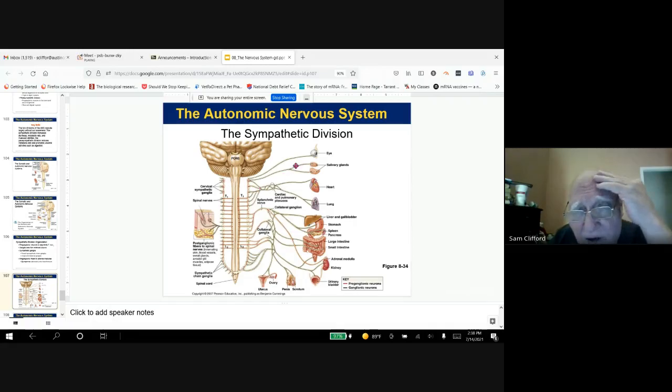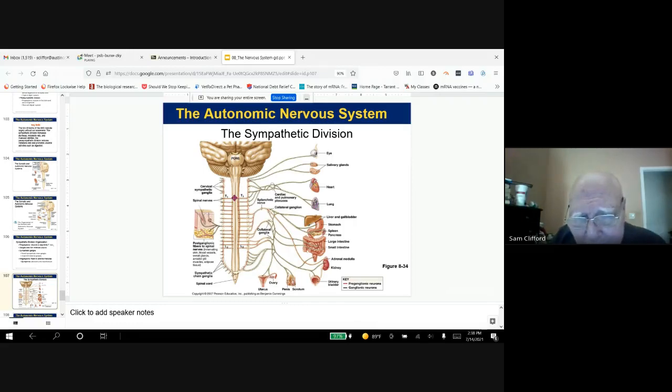And so control of blinking and eye movement and secretion of saliva, heartbeat, lung function, liver function, digestive function, all that's automatically controlled. You don't have to think about digesting your food. You don't have to think about your heart beating. You don't have to think about your lungs expanding and getting smaller in order to bring air into your lungs. So that's the sympathetic division.